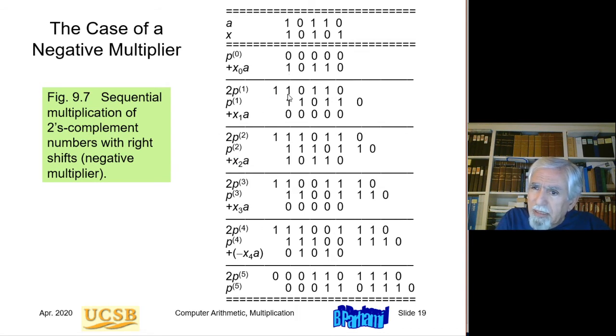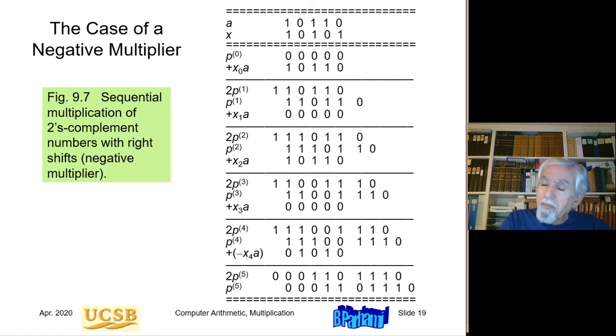So here's the first add, right shift. Again, I have sign extension. Right shift, right shift, right shift. This is the fourth bit, which is 0. And then instead of plus x4 times a, I do minus x4, or add the complement of a. And this is the 2's complement of a. I add that, and I get this positive number as the product. Okay, so 2's complement multiplication is no big deal.